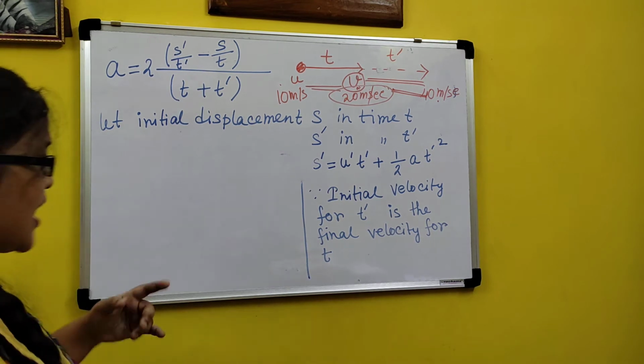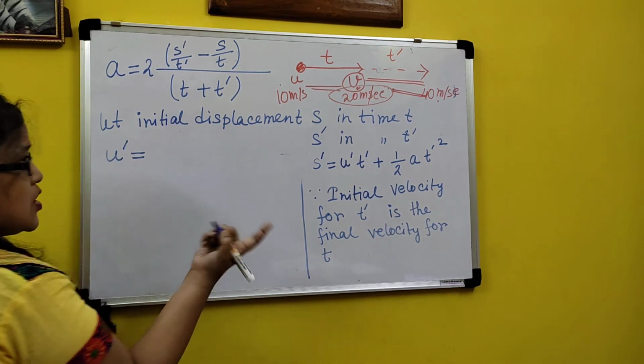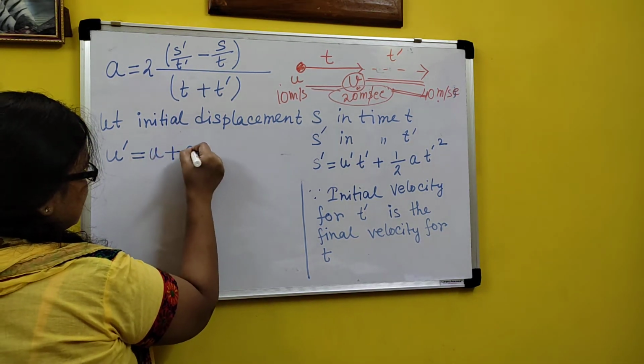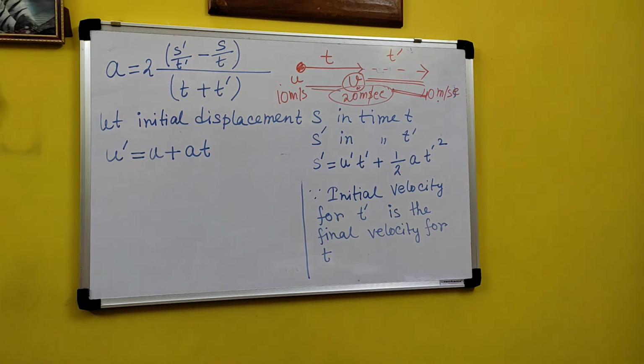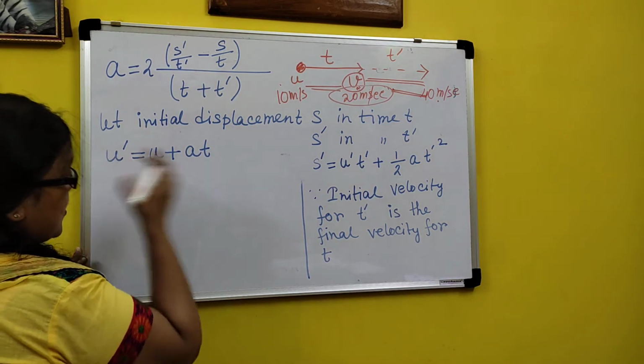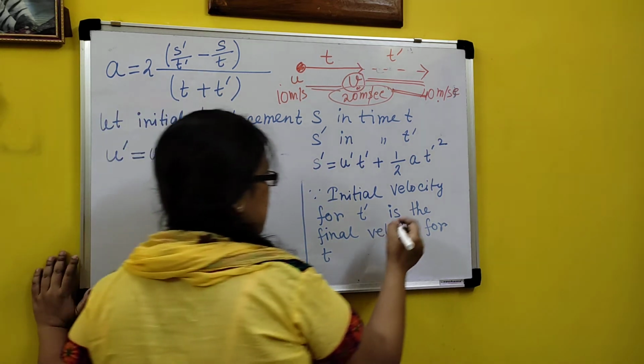I can write that then u prime equal to v equal to u plus at. I think no confusion. I can write that like this. So u prime equal to u plus at, where u is that one. So in this equation, give equation number 2.